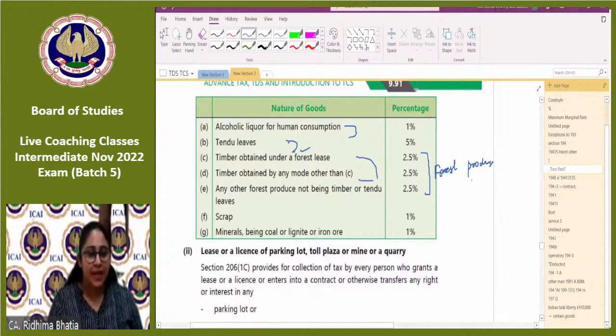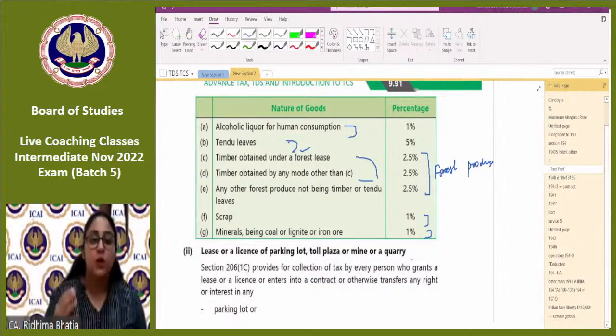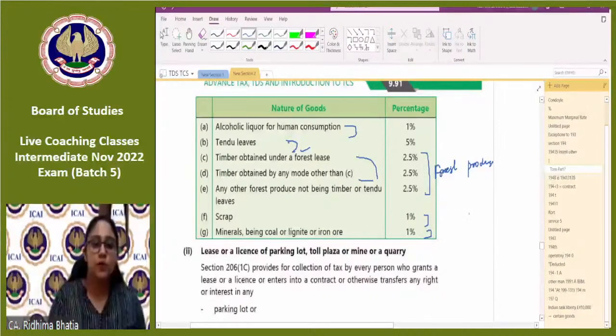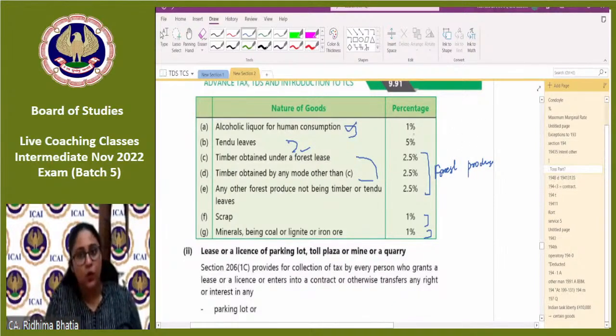ठीक है. स्क्रैप and mineral being coal, lignite or iron ore. So इनके sale purchase पे the seller would collect TCS from the buyer. तो सबसे common लेते हैं, which everyone can relate to, alcohol. Alcohol को अगर कोई खरीदेगा, उसमें seller would collect TCS from the buyer.